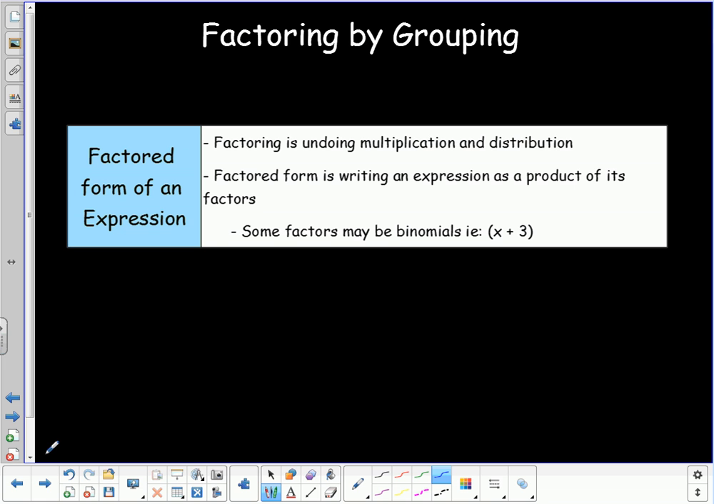Let's flip it over to the back and talk about factoring by grouping. So now factoring by grouping is undoing multiplication and distribution, that we've been talking about since the beginning of this video. So we're undoing multiplication and distribution. We're taking apart a product.